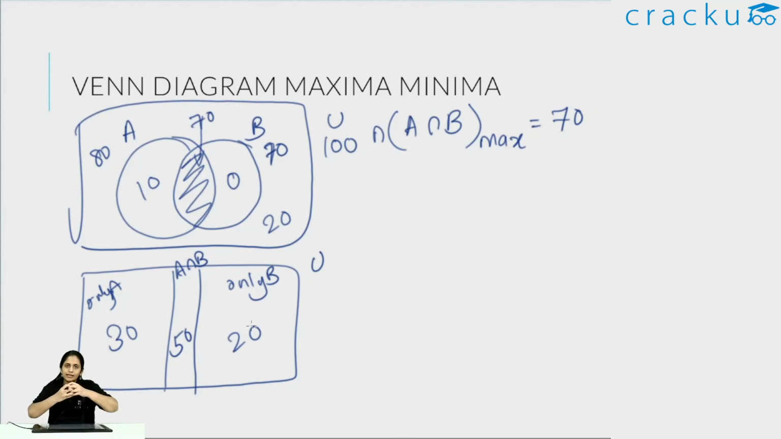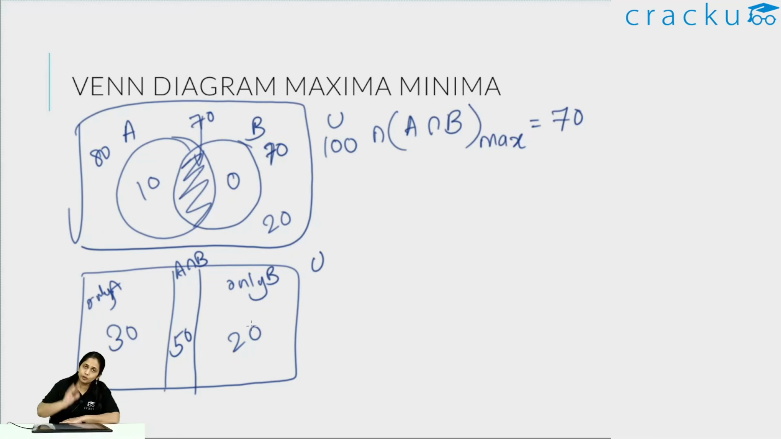So visually you can see that if you are trying to minimize the overlap, you have to pull them away as much as possible so that the other parts of the set take up as much of the remaining room as possible. For maximizing overlap, I push one set into the other, that is the smaller set into the bigger set.